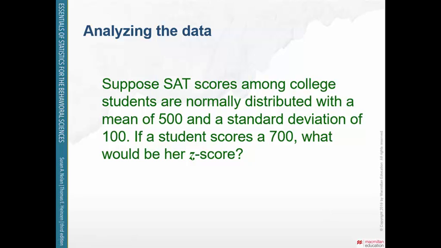So let's try this. Get out your calculator if you don't have it already. Suppose you know that SAT scores among college students are normally distributed with a mean of 500 and a standard deviation of 100. If a student scores a 700, what would be her z-score? Pause me here for a second and try to figure out the z-score.